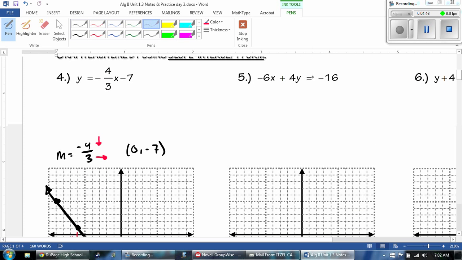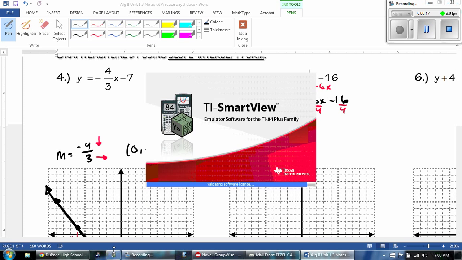Okay, number 5, we got a little bit of work to do. We have to solve for y, which means we have to subtract the 6x from the other side. We get 4y equals 6x minus 16, and then I have to divide everything by 4. So we get y equals 6 over 4. Do you guys know what that is reduced? Well, if you don't know, you better take out your calculator.